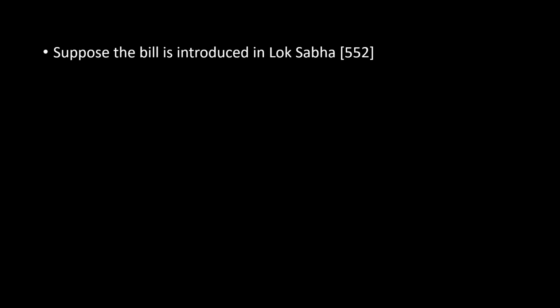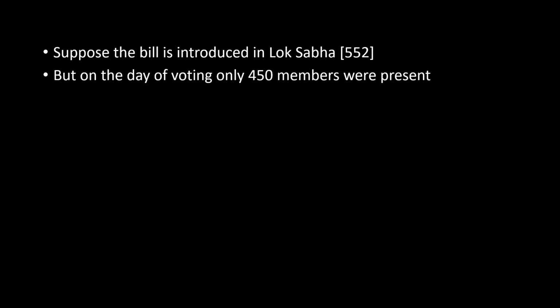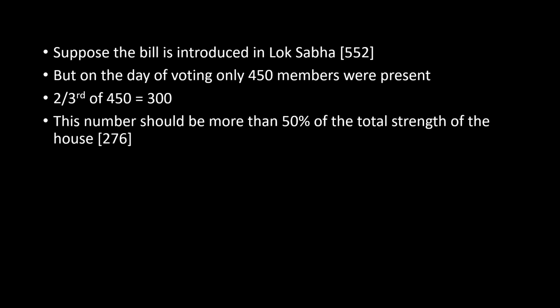Suppose the bill is introduced in Lok Sabha. We know that the maximum strength of Lok Sabha is 552. But on the day of voting, only 450 members were present. We know that special majority is 2/3 majority. So in this case, it should be passed by minimum 300 members, 2/3 of 450. Then only we will consider it as passed by Lok Sabha. And the second condition is that this number should be more than 50% of the total strength of the House. That means in case of Lok Sabha, it should be 276. After this, it will be considered as passed by one house of the Parliament, that is Lok Sabha.